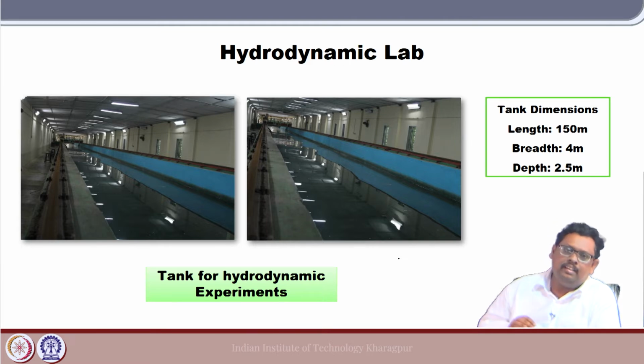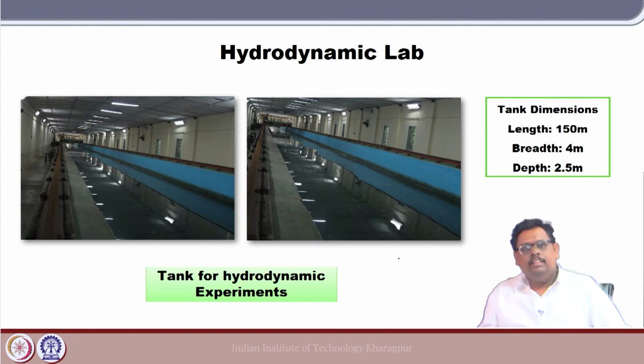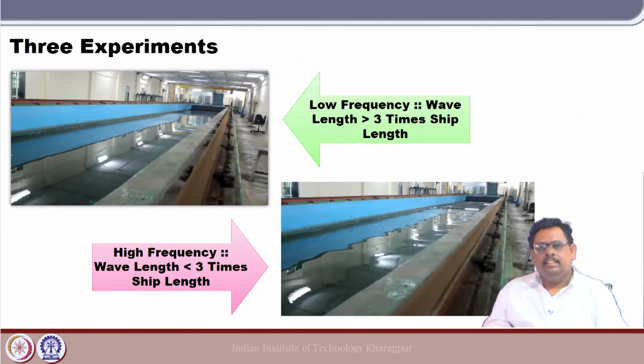Before we start, let us start with a small demonstration. It is really not an experiment. To do this demonstration, I am using our departmental lab, the Ocean Engineering and Naval Architecture Lab. The tank dimensions are: length 150 meters, breadth 4 meters, and depth 2.5 meters. Now, let us see what I did.